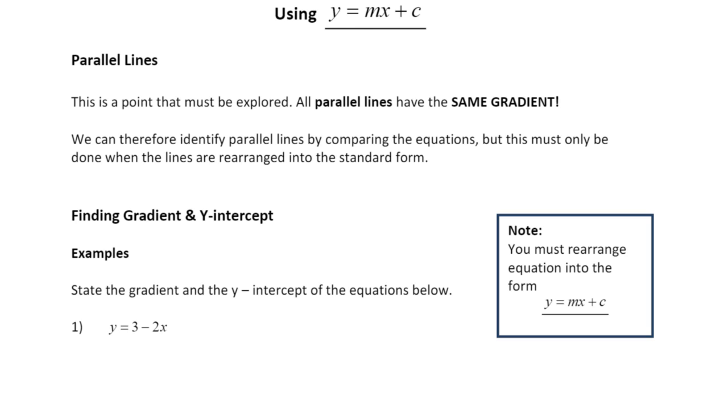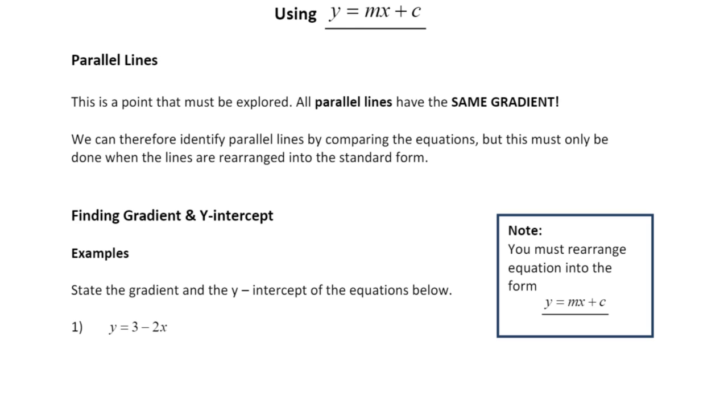A little thing I want to explore very briefly with you just now is the effect of gradient on parallel lines. It's quite a straightforward fact. Any lines that are parallel will have the same gradient. So if you're given two equations and you can extract the gradients and they are equal, then you can say confidently that the lines are parallel. If they don't have the same gradient, then obviously they are not parallel.